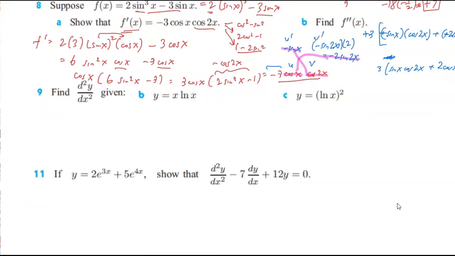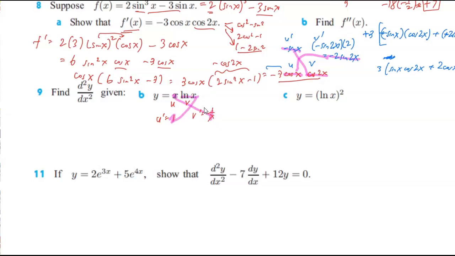Number 9, find the second derivative given that y equals x natural log of x. Okay. So x natural log of x is a product. This is u, this is v. U dash is equal to 1. V dash is equal to 1 over x. I'm going to multiply this times this and this times this.